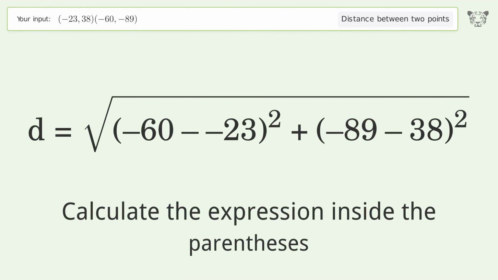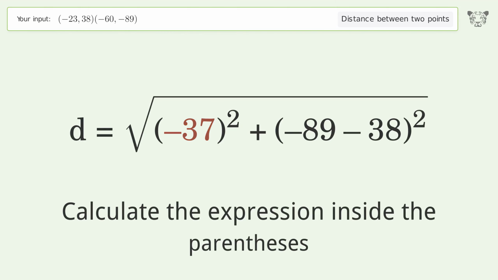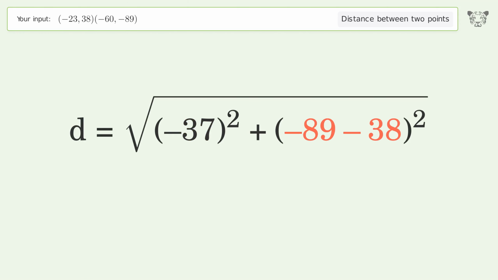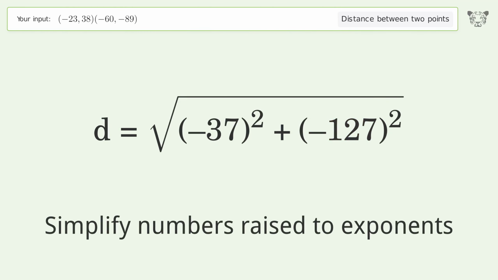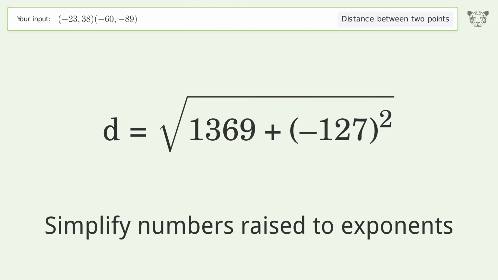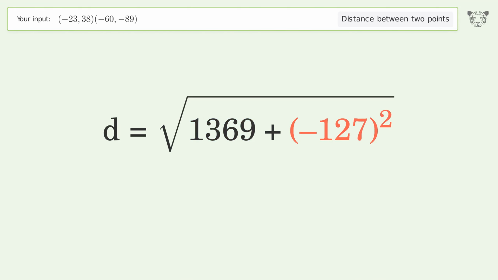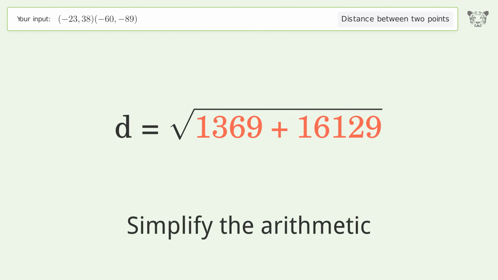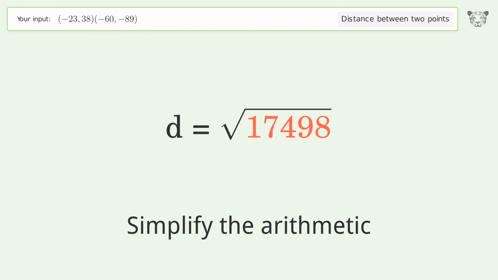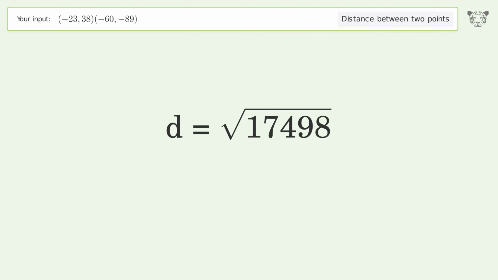Calculate the expression inside the parentheses. Simplify numbers raised to exponents. Simplify the arithmetic. And so the distance between the 2 points is the square root of 17,498, or 132.28.